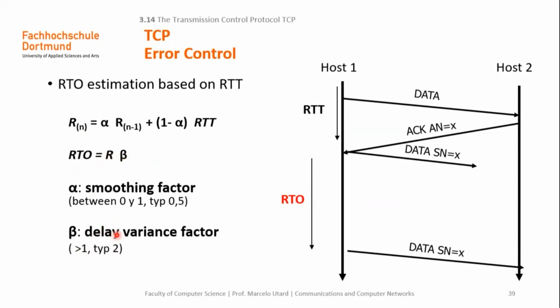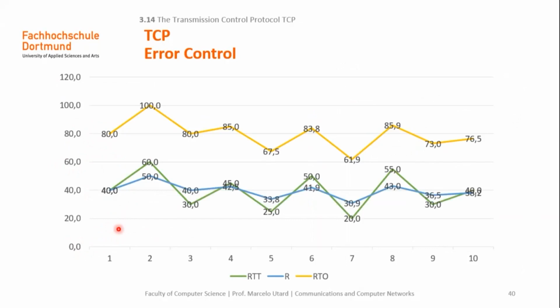In order to understand this better, we could see in this chart that typically in green we are at different times, typically elapsed by the reception of the different acknowledged numbers.